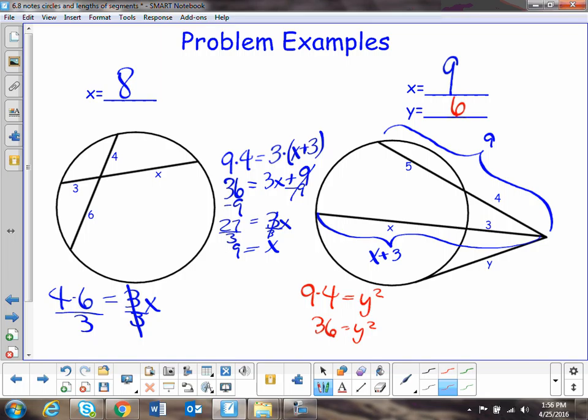Yeah. Why would you use? You can if you want to, but you can go plug in your number for that, and then do 12 times 3 equals y squared. You get the same exact thing, don't you? Yeah, it doesn't matter, as long as what? As long as they intersect at that 1 point, okay? But yeah, you can use either of the secant segments.